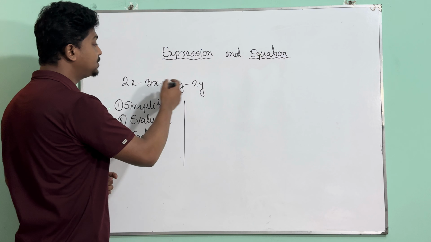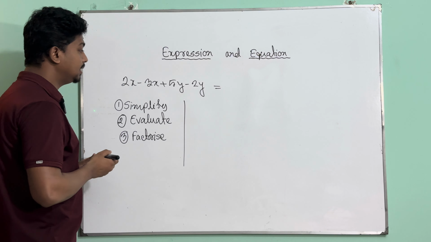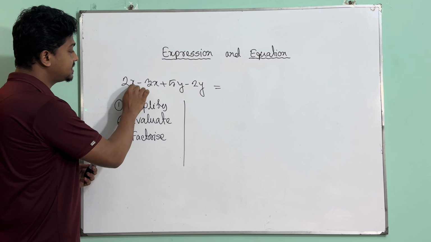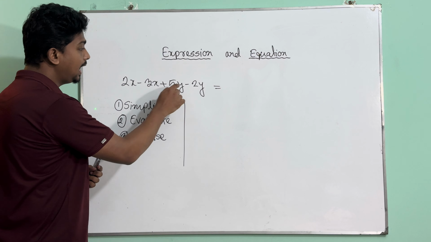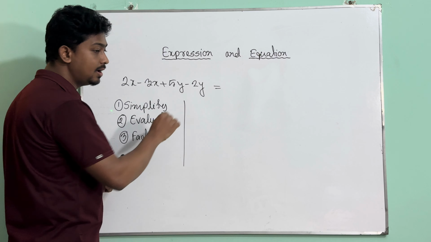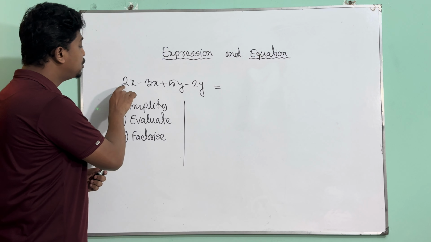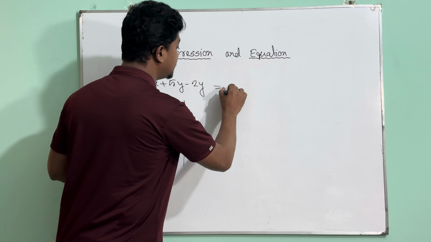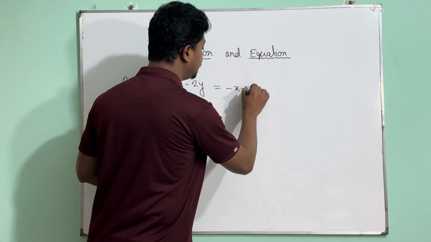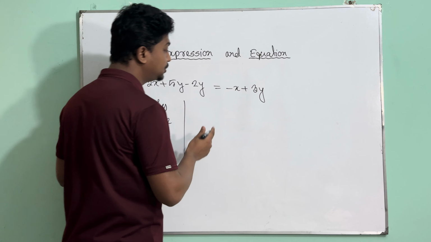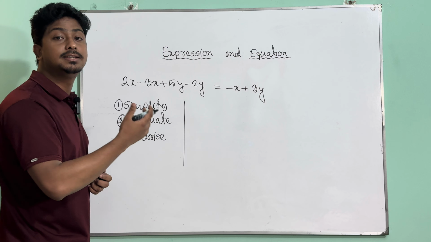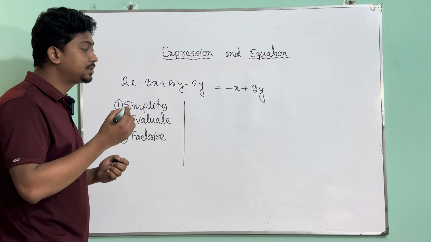For example, let's say this one. You can simplify it because we have like terms. The first two terms have the same power and the same variable. Again, for the third and fourth terms, we have the same power and the same variable, so we can simplify them. 2x minus 3x is negative x, and 5y minus 2y is a positive 3y, right? So this is a simplification. If you have unlike terms, then you cannot do anything. You can just keep it like that.